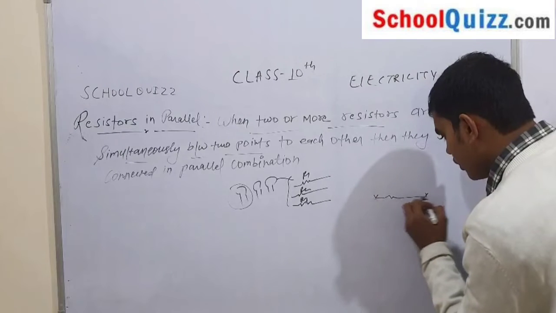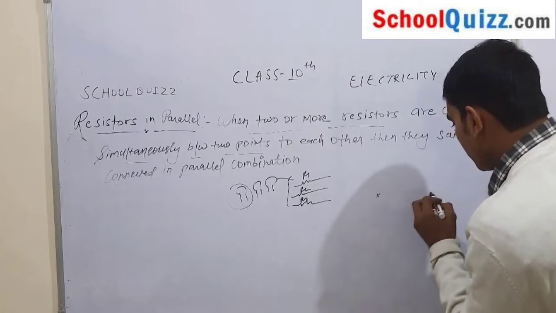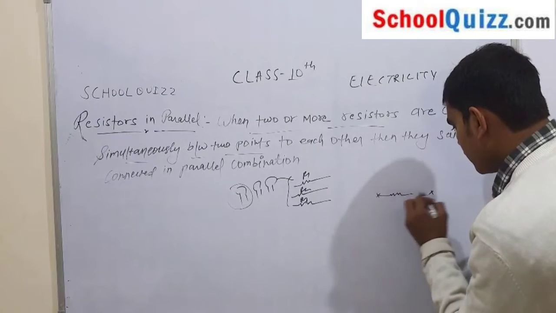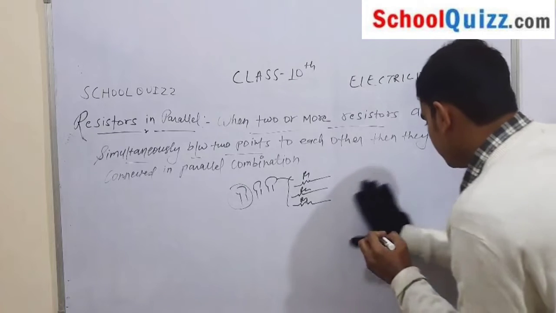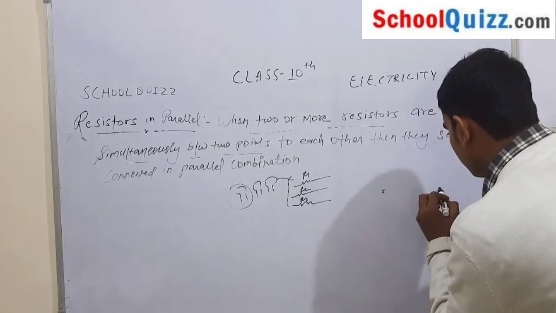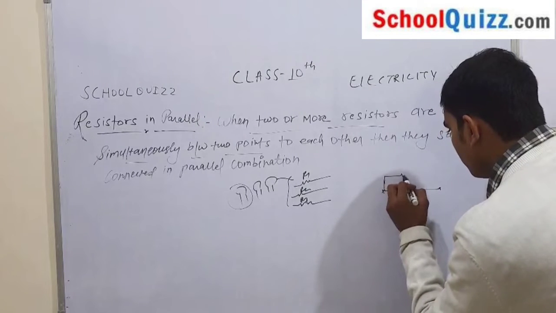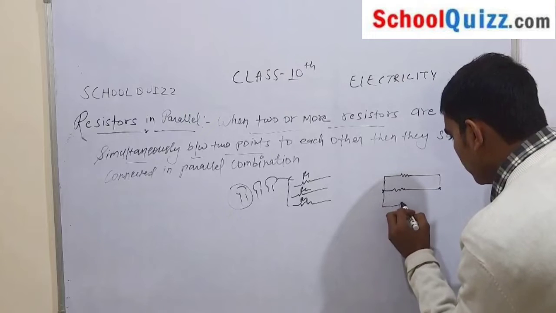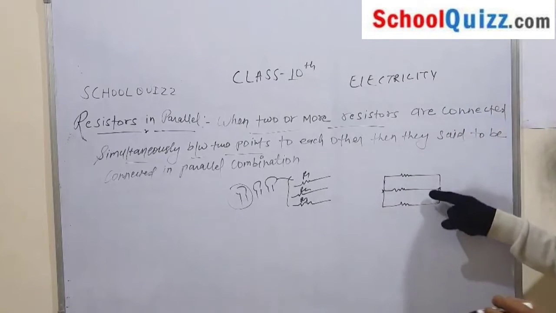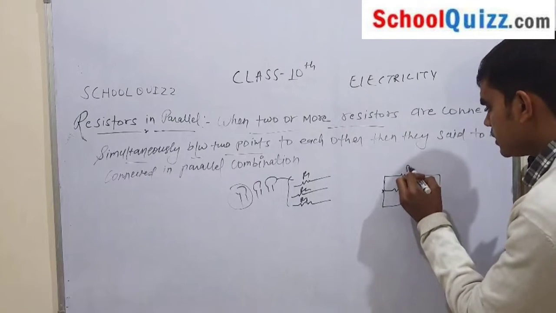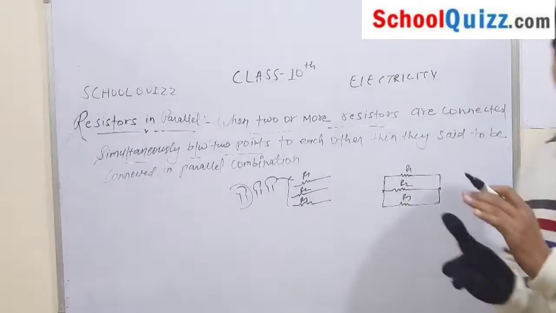So this is your R1, this is your R2 and this is your R3. This combination of resistances R1, R2 and R3 is called your resistors in parallel.